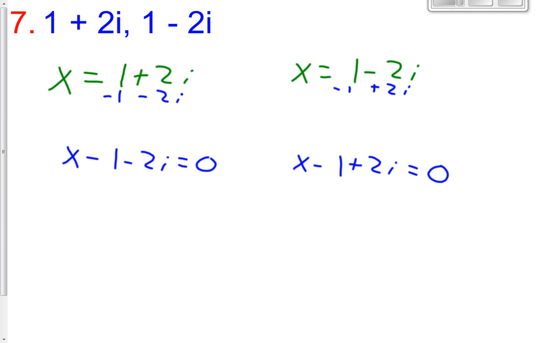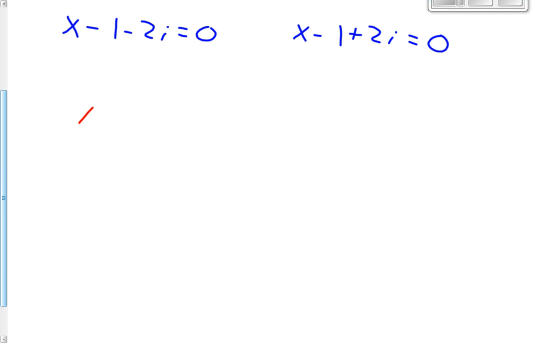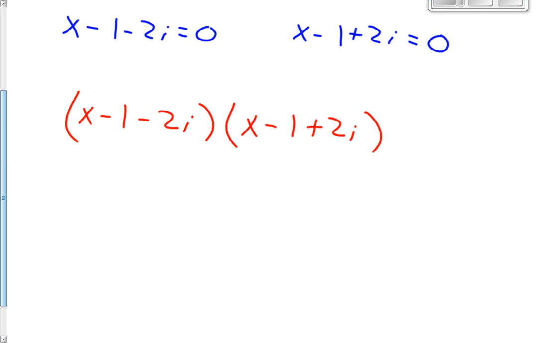The next step is the exact same as the past 3 problems. We're going to get both of these factors and multiply them by each other. So the first factor is x minus 1 minus 2i. The other factor is x minus 1 plus 2i. All of that equals 0.